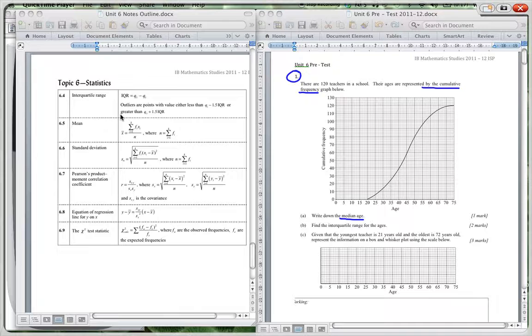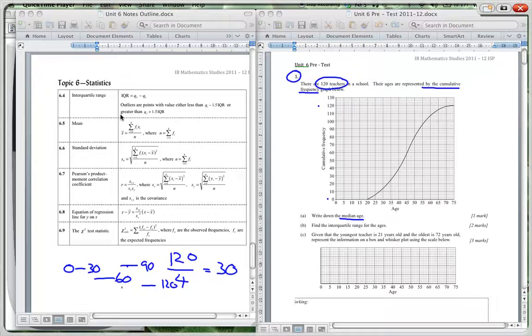Now, when you're analyzing a cumulative frequency graph, the important thing is to divide the cumulative frequency into 4 parts. So we take it as going from 0 up to 120. That's the total number. We have 120 teachers. So we take 120, divide that by 4, and we get 30. And so we split it up into 4 parts. We go from 0 to 30, then from 30 to 60, and then from 60 to 90, and finally from 90 to 120.